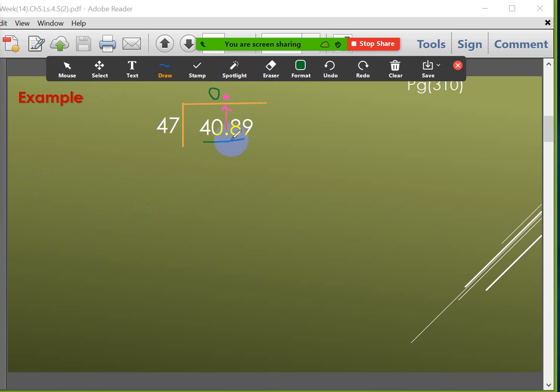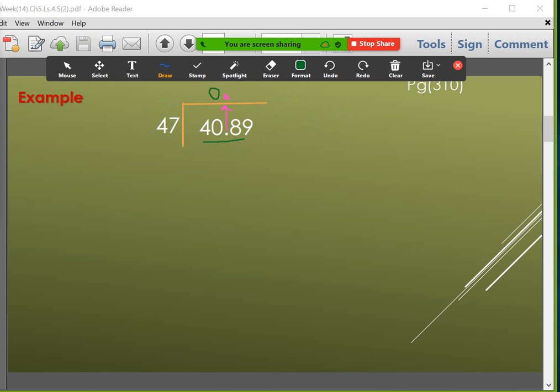So now the number becomes what? Becomes 408. 408, not 40.8, no. 408, because we are taking the decimal point up. So now 408 divided by 47. I want to divide 408 by 47. I'm sorry, how many 47s are in 408?